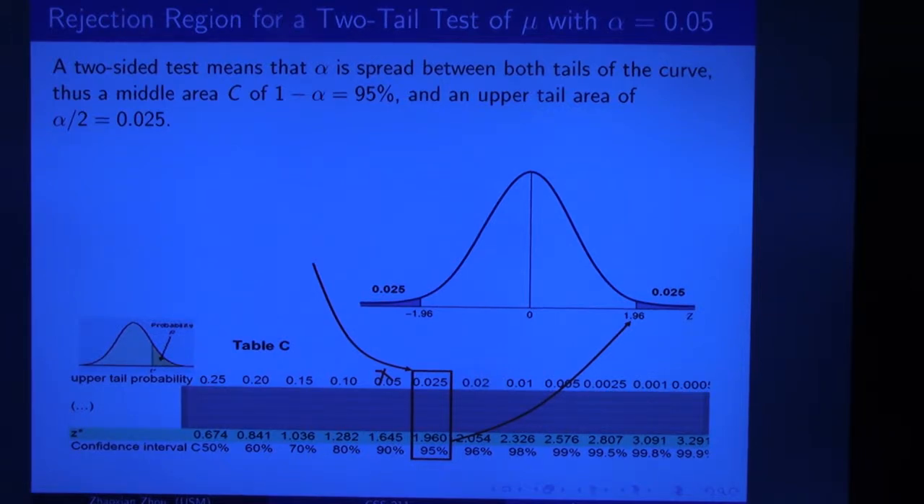How do we memorize all this? We just use this normal distribution diagram, so we can easily get this result for one-sided or two-sided.